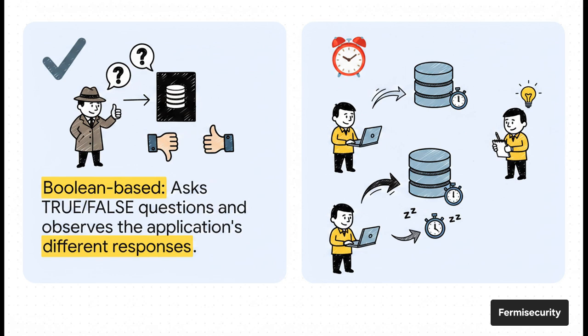Or, even more clever, they can use a time-based attack. They tell the database, hey, if the first letter is A, just wait for 5 seconds. If the website suddenly takes 5 seconds longer to load, they know they've got it right. They just do that over and over to slowly spell out the entire password.